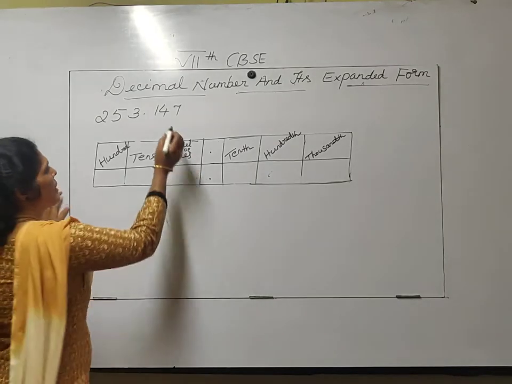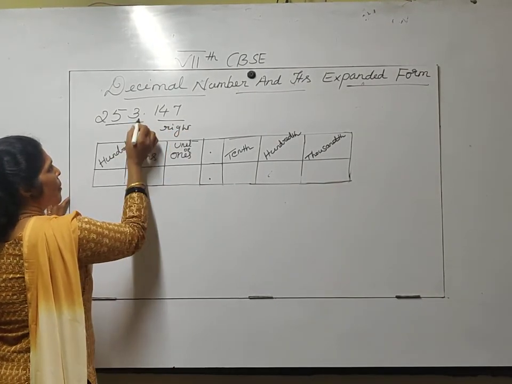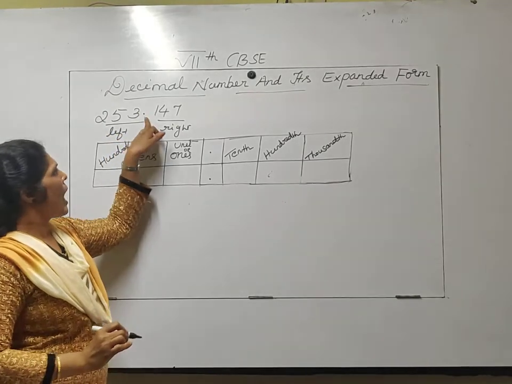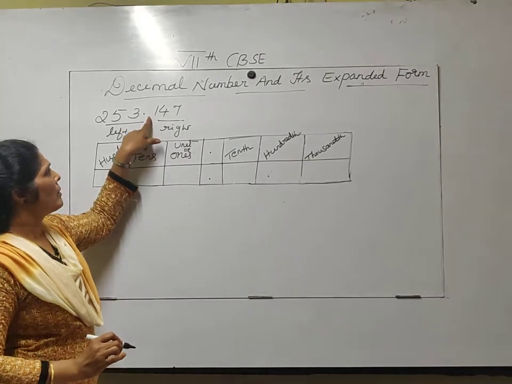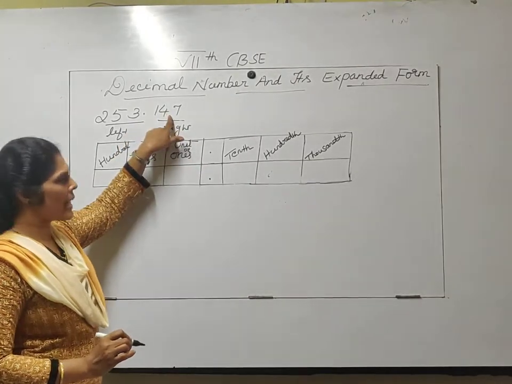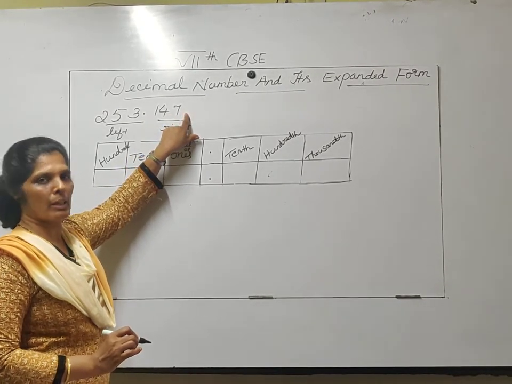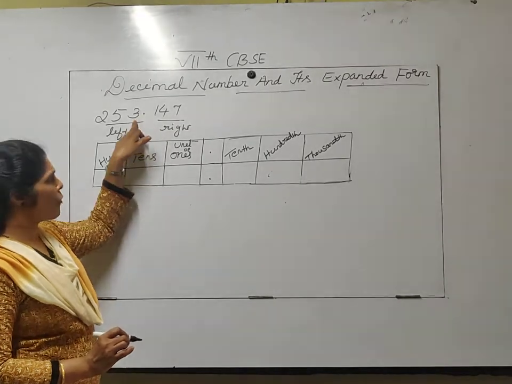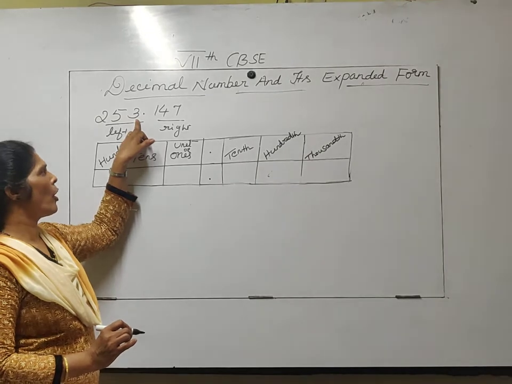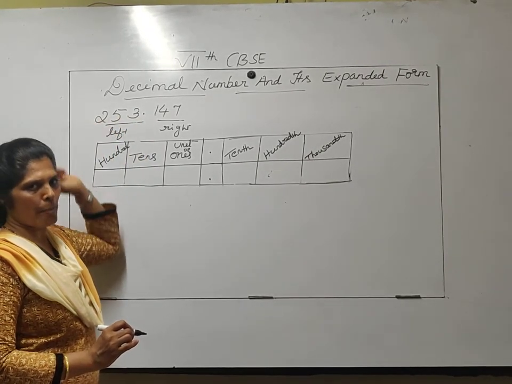After decimal, this is your right side. Before decimal, this is your left side. After decimal, this first number is in 10th place, second is in 100th place, and third is in 1000th place. Okay. Before decimal, as usual, this is unit or ones place. This is in tens place, this is in 100th place.